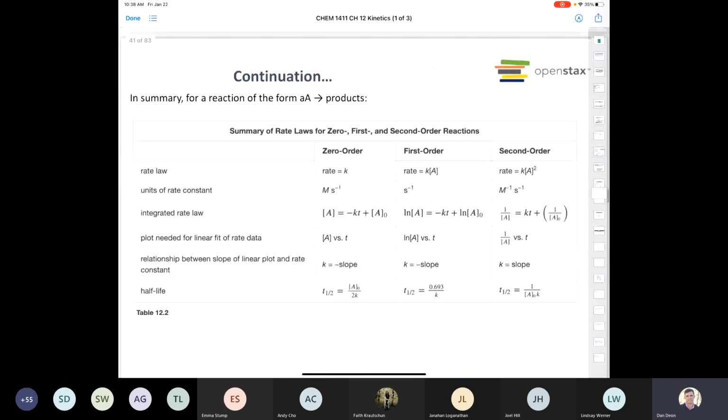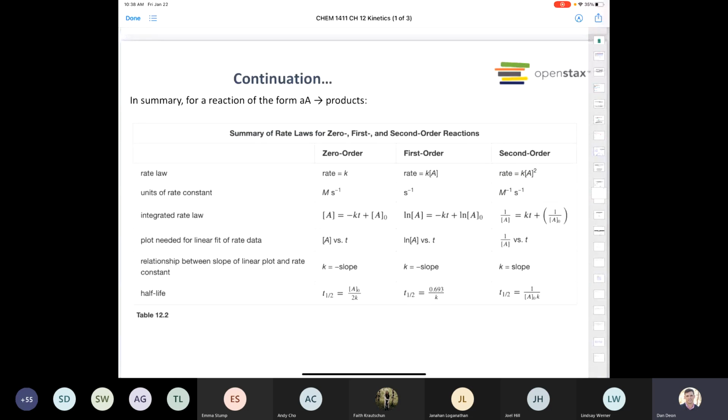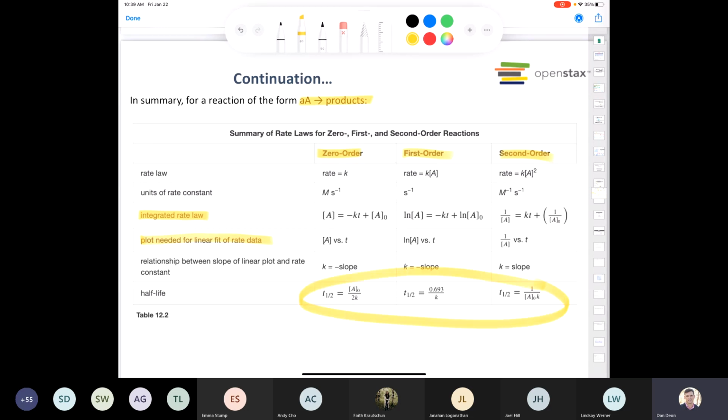All right, there we go. So in summary, this is kind of what we've covered today. We looked at zero, first, and second order reactions. We looked at a very simple reaction, just A giving us the products, and then we looked at the integrated rate laws for all of these. Here are the integrated rate laws. Here's the plot that you need for a linear fit of the rate data. Here's the relationship between slope and the linear plot. You see that in the first two the slope is negative, and in the last one it's positive. And we just derived all of these expressions here. So we did all of that just today. So that's a summary.